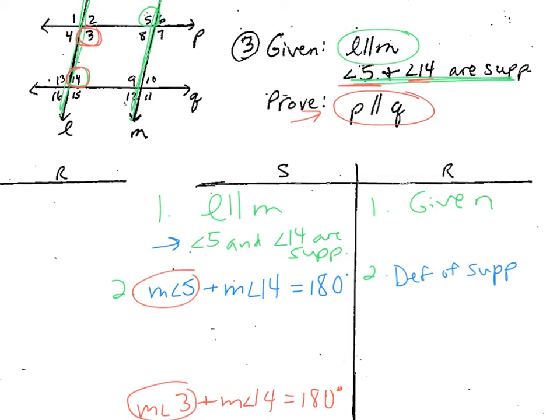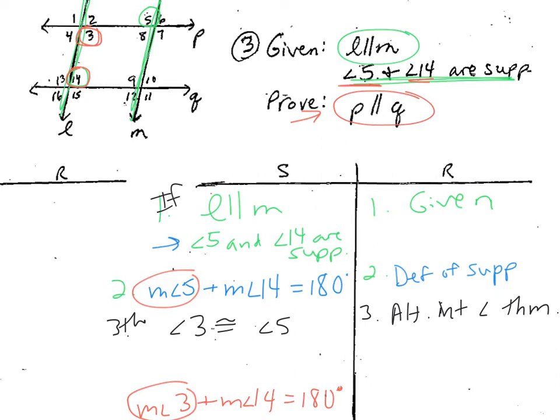So my next step is going to be that angle 3 is congruent to angle 5. And hopefully you're seeing that those are alternate interior angles. Not converse, because I'm not saying lines are parallel. So that's my original theorem. If L is parallel to M, then angle 3 is congruent to angle 5.